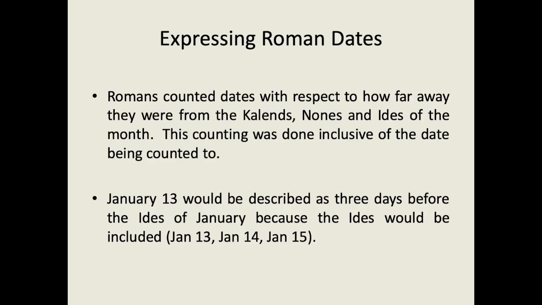So how about expressing Roman dates? Romans counted days with respect to how far they were from the calends, nones and ides of that month or the next month. This counting was done inclusive of the dates being counted. So January the 13th would have been described as 3 days before the ides of January because the ides would be included. So that's January the 13th, January the 14th, January the 15th, 3 days apart.